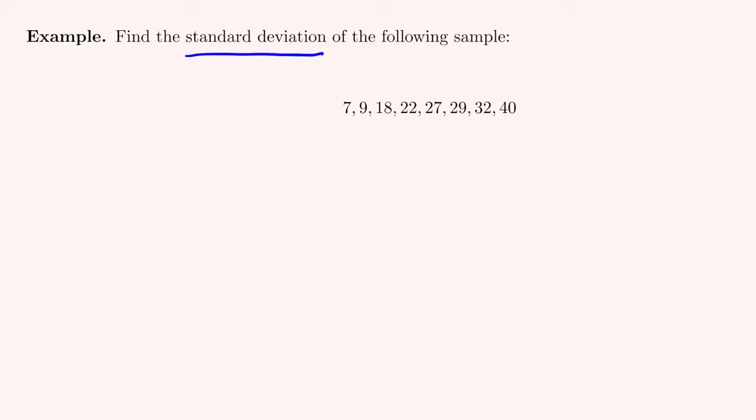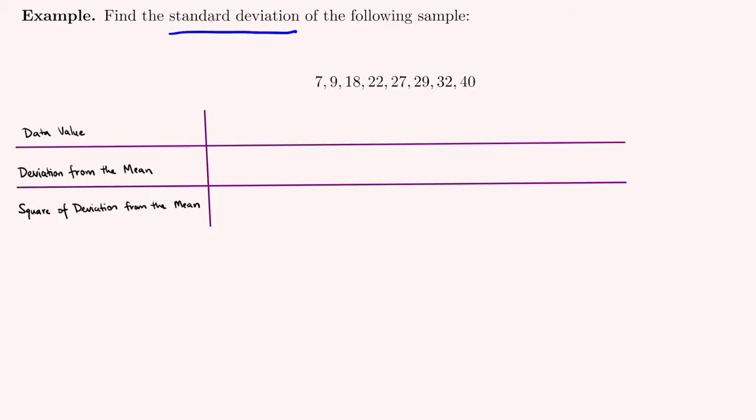Now, in order to organize our work and help us get the answer correct, I encourage you to always draw the following chart with your standard deviation questions. Always start with a 3-row chart where you list out the data values, then list the deviation from the mean, then list the square of the deviation. Now let's begin filling in this table. First, list out the data values.